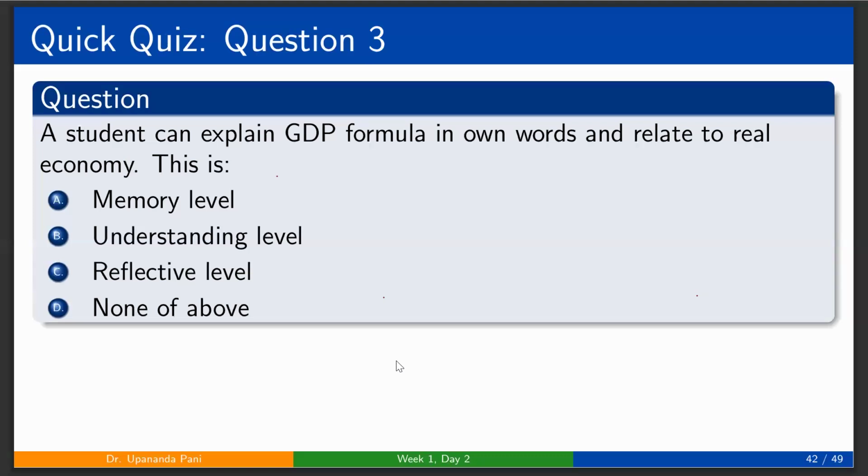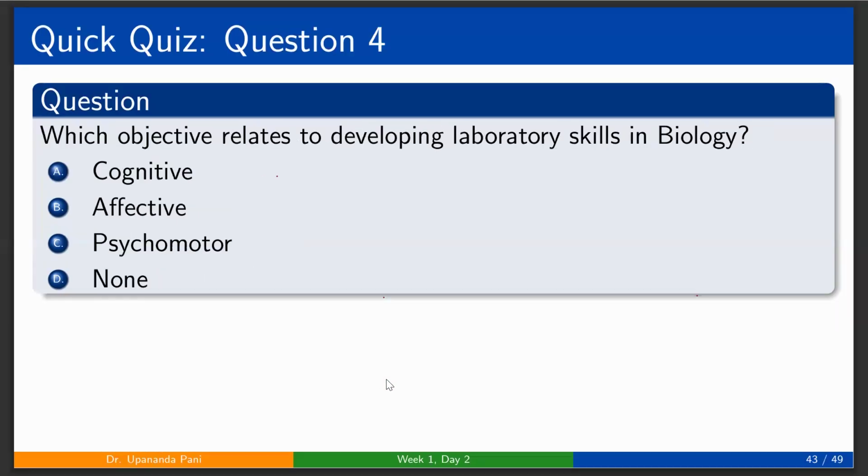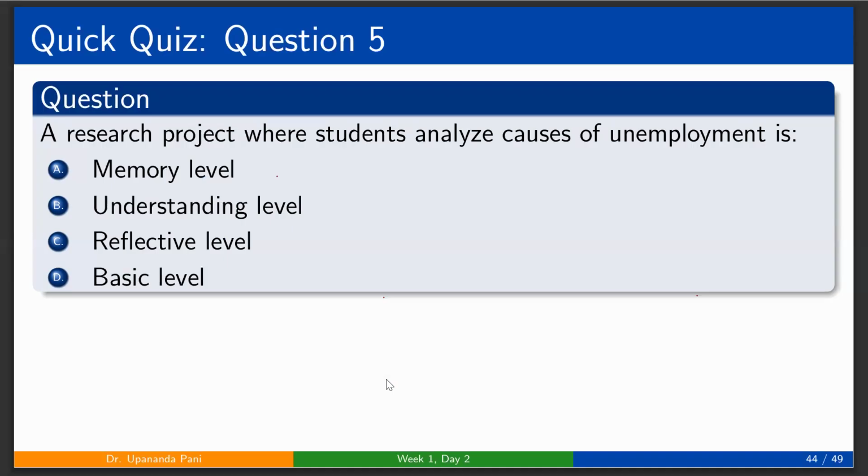Next question: a student can explain the GDP formula in their own words and relate it to the real economy. Is this memory level, understanding level, reflective level, or none of the above? It is understanding level because the student can explain in their own words and relate. Which objective relates to developing laboratory skills in biology? This is the psychomotor domain, because it is physical skills, like lab techniques.